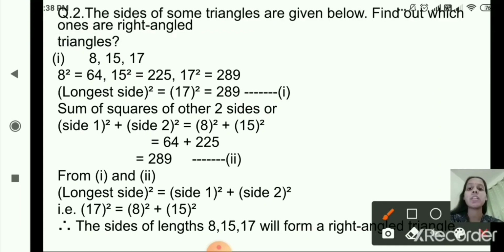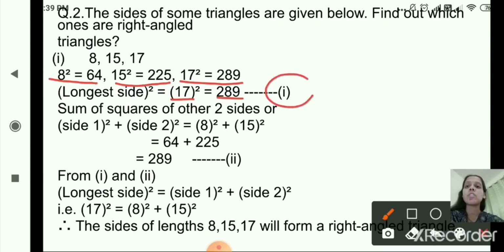So what is the first step? We'll write down the squares of each number, that is 8, 15 and 17. It is given in the question. The sets of numbers are given, that is 8, 15 and 17. First step, we will write down the squares of each number. 8 square is 64, 8 8s are 64, 15 square is 225 and 17 square is 289. After writing the squares of each number, what is the next step? Longest side square is equal to, which is the longest side? 8, 15 and 17, 17. So longest side square is equal to 17 square, that is 289.